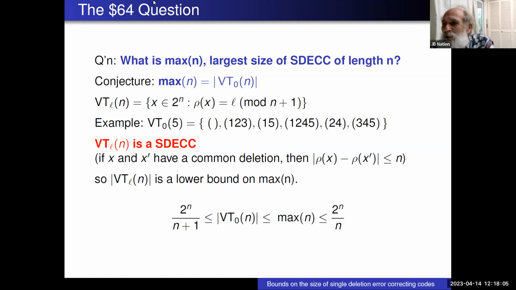By the way, I see a typo up there. It should really say that rho over deletion of x minus rho over deletion of x prime is at most n. That's just a typo. I copied it wrong. Okay.